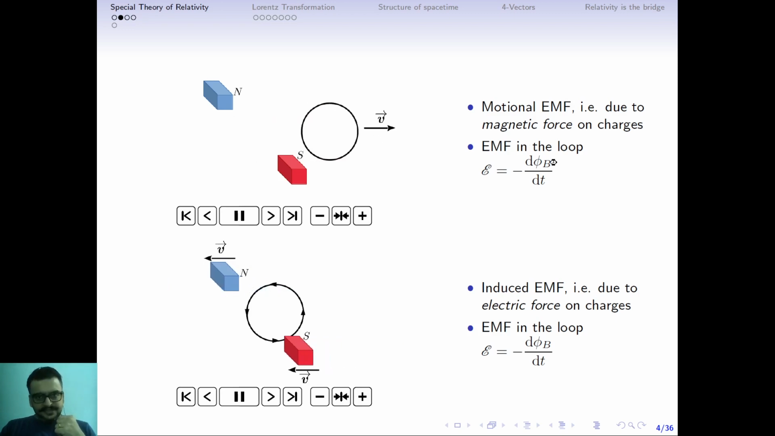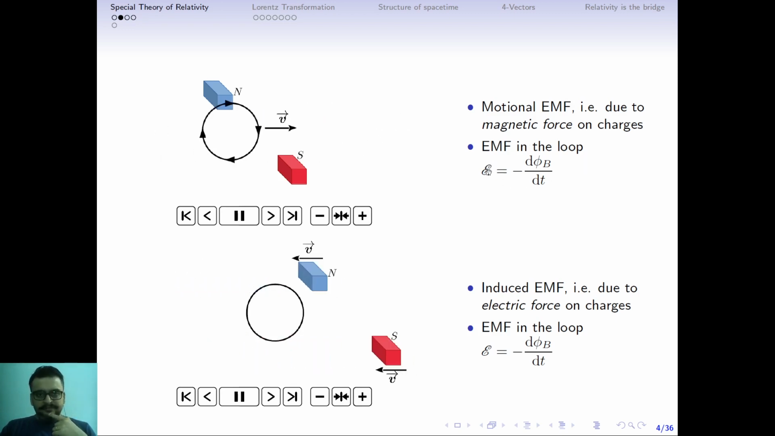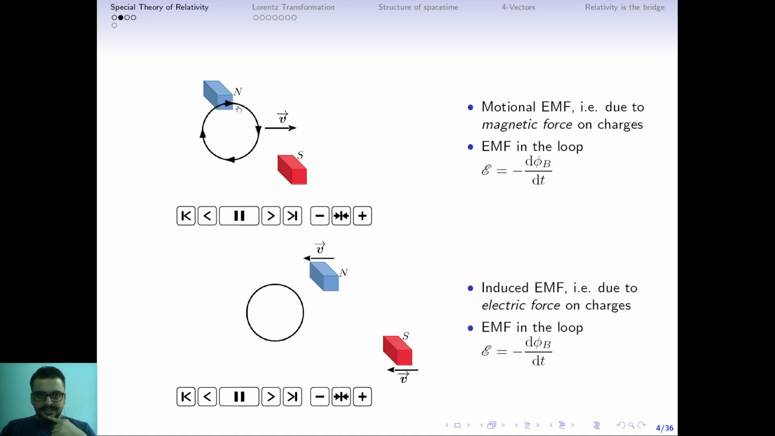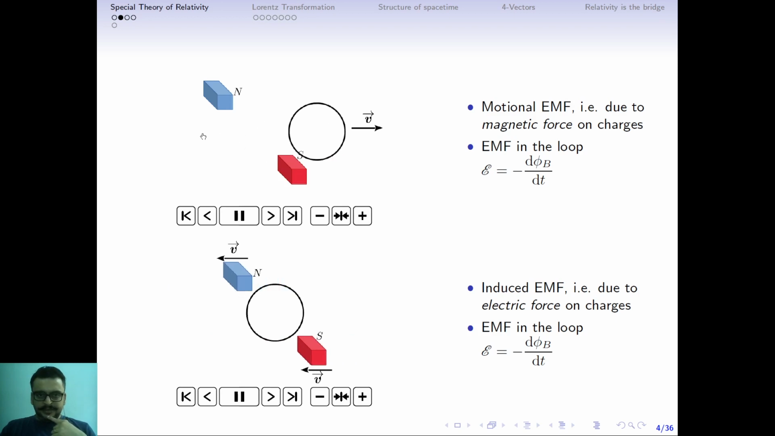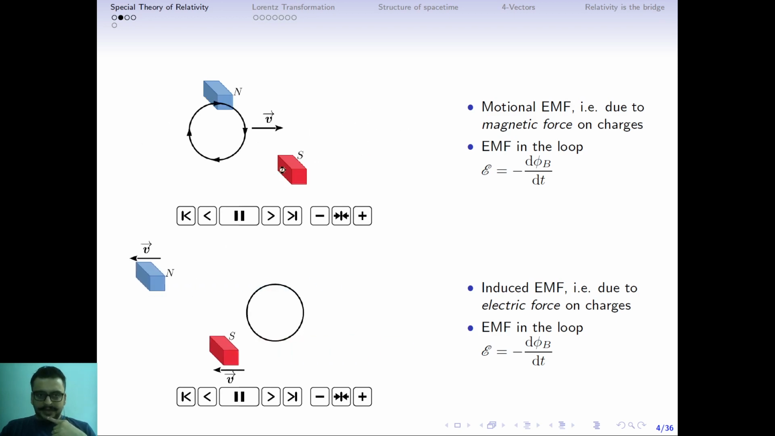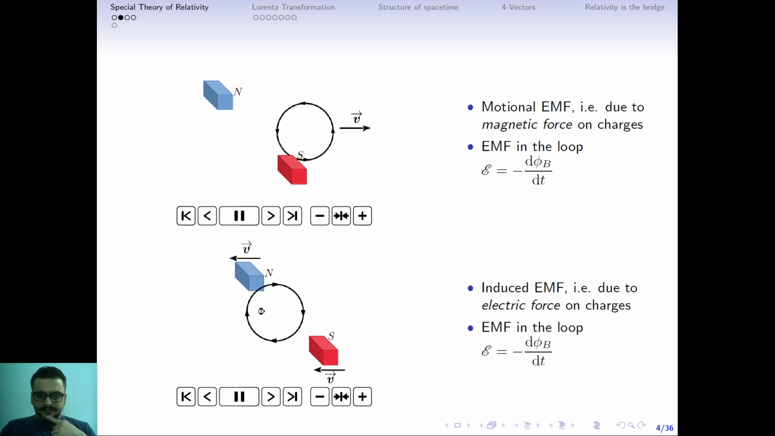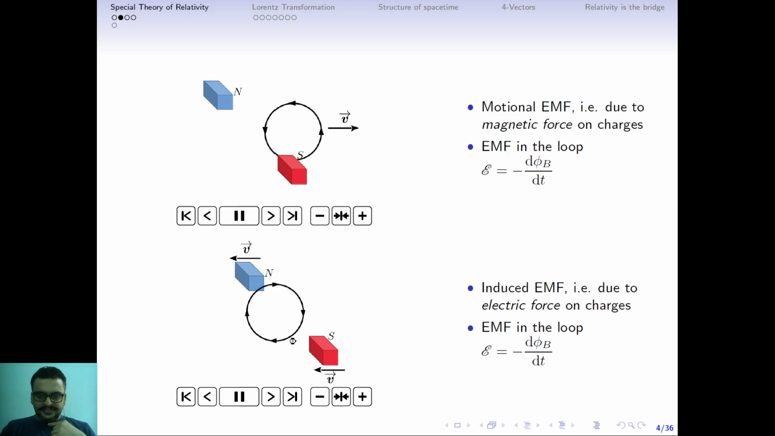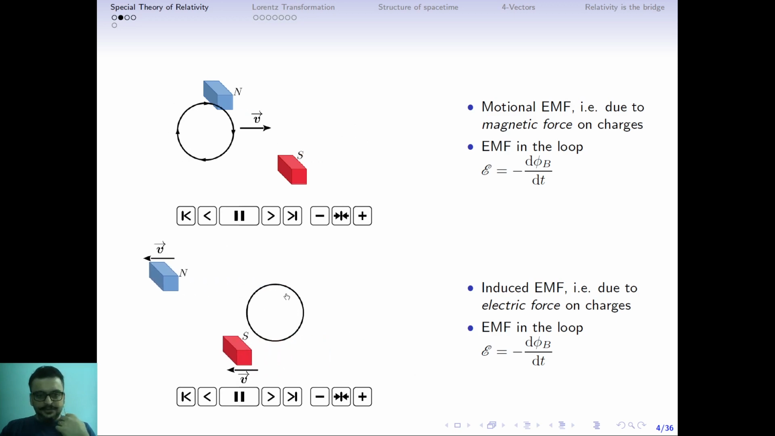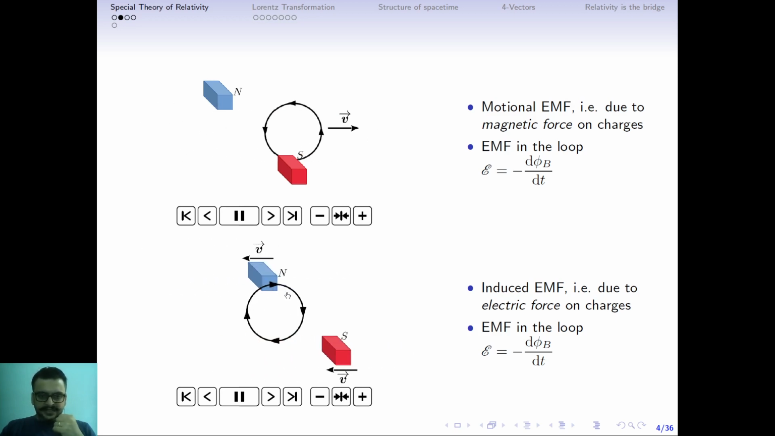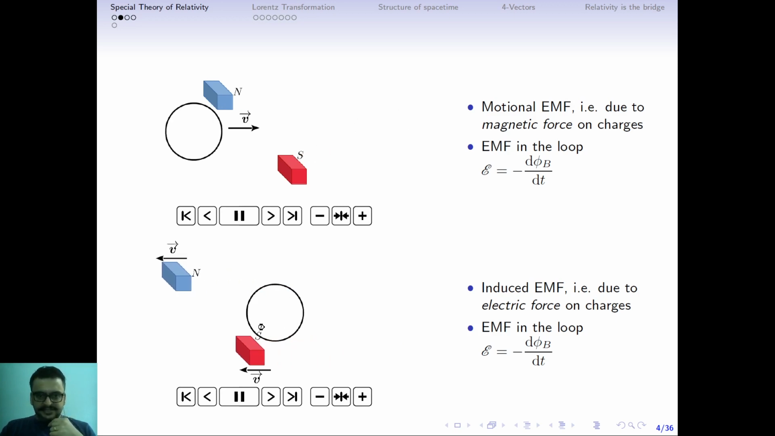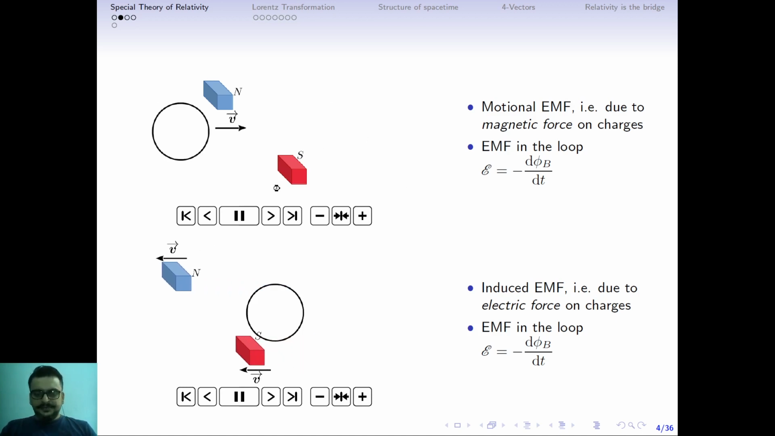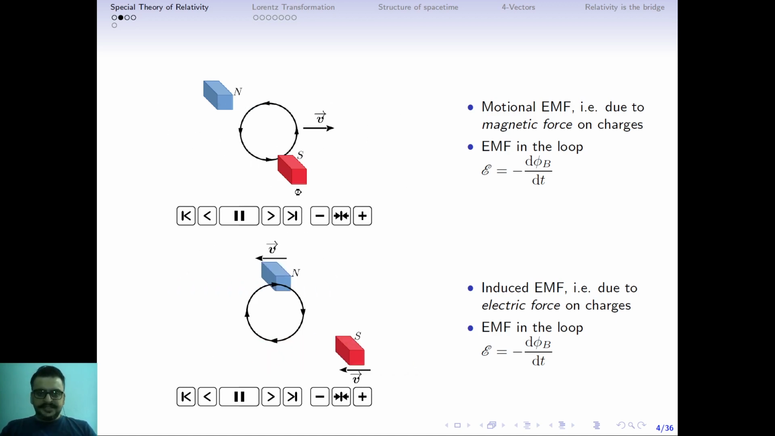In the first case, we have calculated the EMF by considering the magnetic force which is acting on the charges. But in this case, the force acting on the charges will be due to the electric field, because of course your magnetic field is changing, but that changing magnetic field induces a changing electric field here. This electric field is going to cause the charges to move, and we get an EMF. So the physics seems to be different in these two cases.